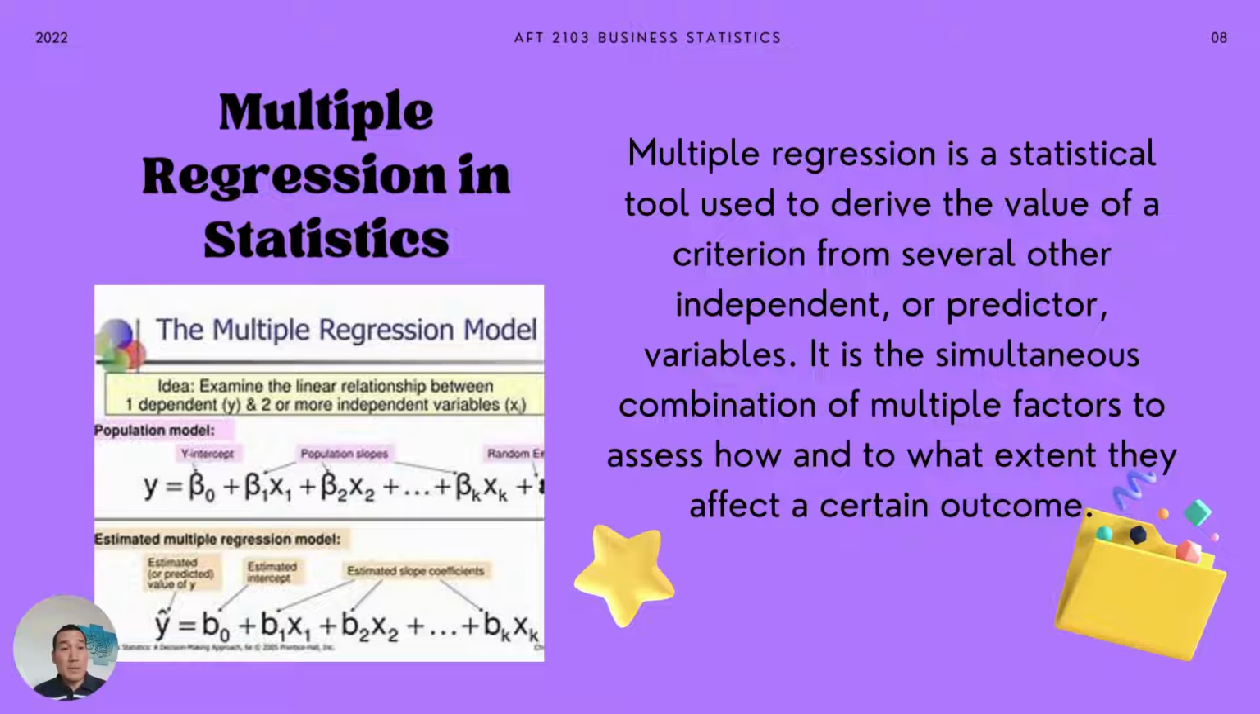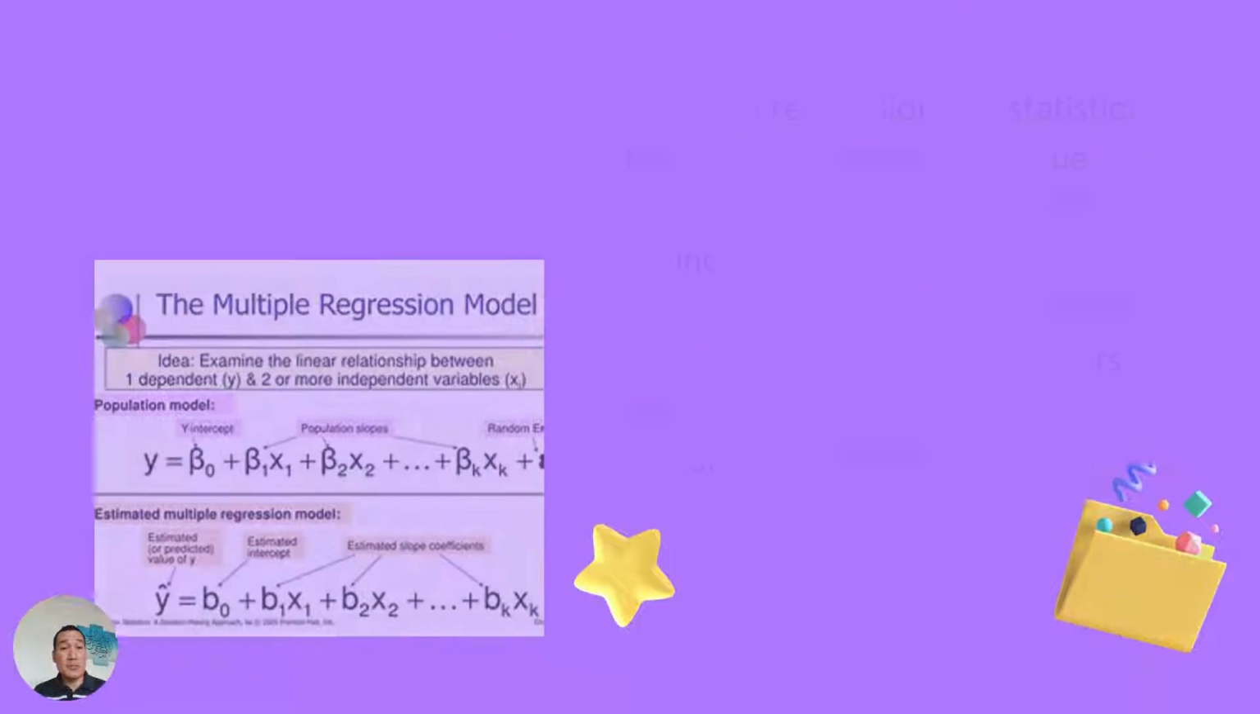Okay, multiple regression in statistics. Multiple regression is a statistical tool used to derive the value of a criterion from several other independent or predictor variables. It is the simultaneous combination of multiple factors to assess how and to what extent they affect a certain outcome. So that's the multiple regression model.